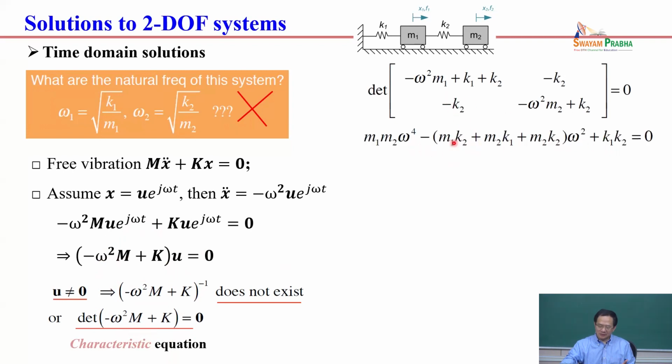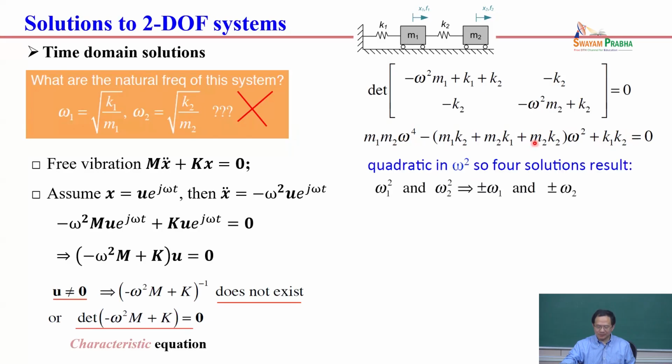So further you have omega power 4, omega power 2, and you can solve this equation, right? So this equation you have omega 1 square, omega 2 square, right? So you can have a fourth order system, you have four solutions, right? And the four solutions are plus minus omega 1, plus minus omega 2. Okay.